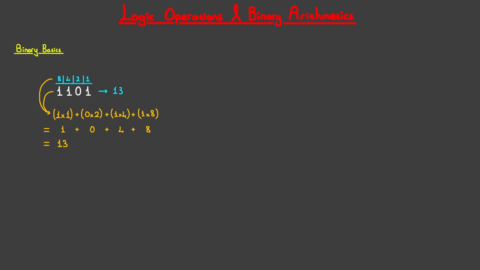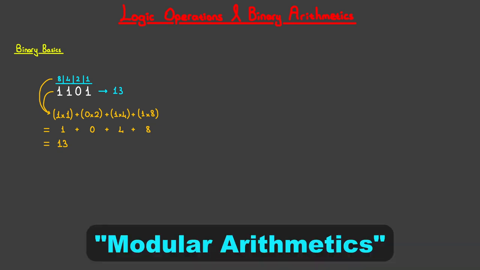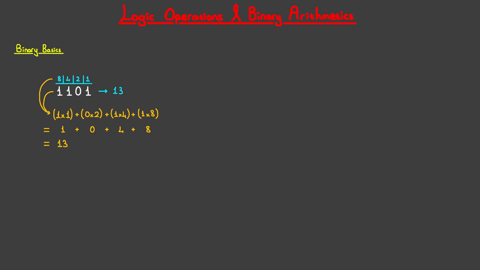You may ask, where does this operation come from? Why are we multiplying with weights? What are weights? The answer is modular arithmetic. You actually perform this exact operation whenever you talk about numbers. Let me show you what I mean.